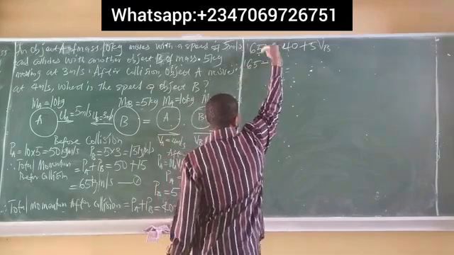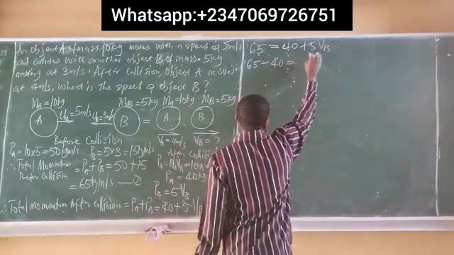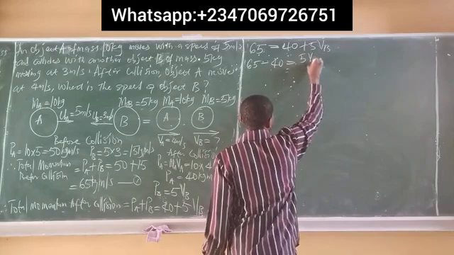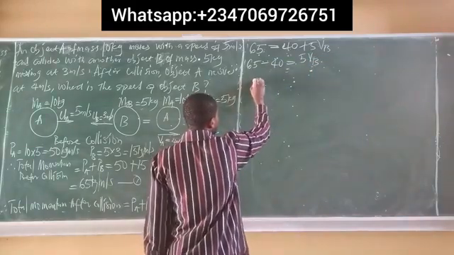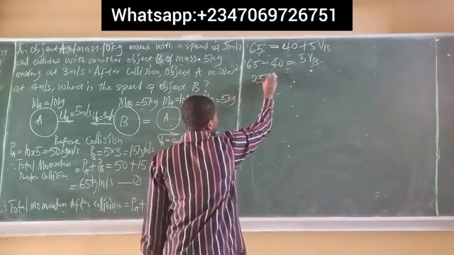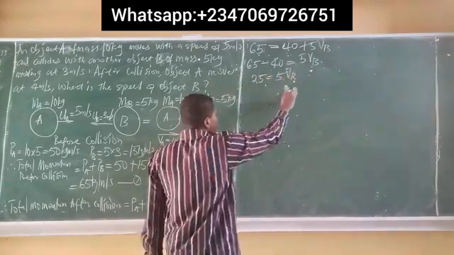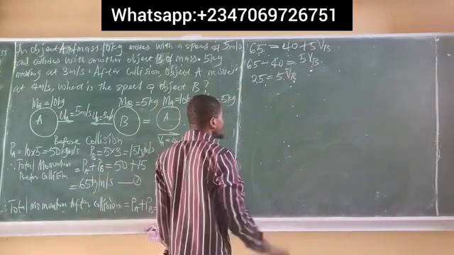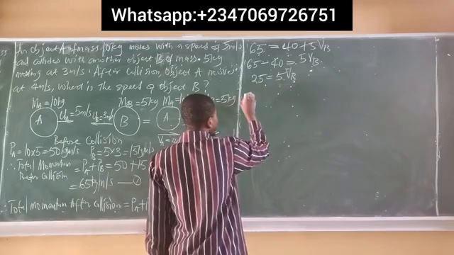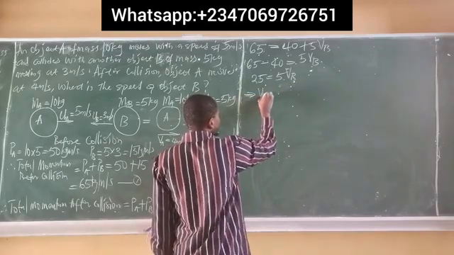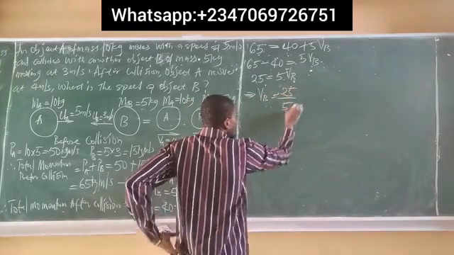Therefore, send 40 over here, you have 65 minus 40. If 40 crosses the equal to sign, it becomes negative. So it becomes 65 minus 40 equals, so we are left here with 5VB. So 65 minus 40 will give us, obviously, 25 is equal to 5VB. So in order to make velocity of body B subject, divide both sides by the coefficient of VB, which is now 5.